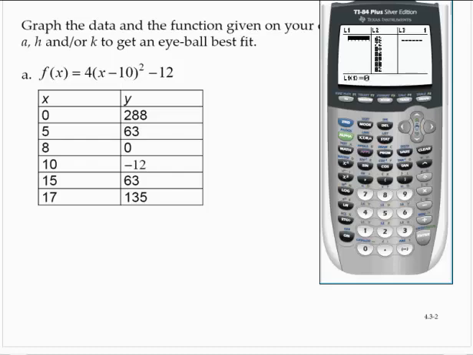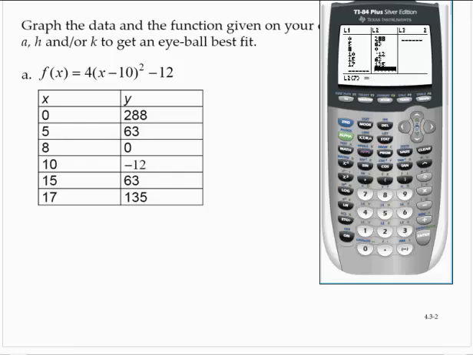List 1 is 0, 5, 8, 10, 15, and 17. And our list 2 is 288, 63, 0, negative 12, 63, and 135.